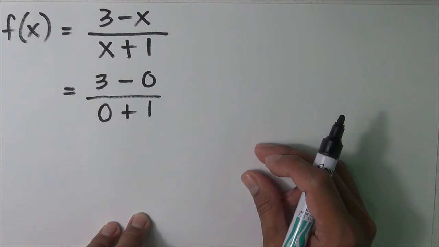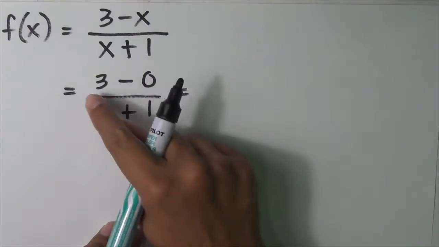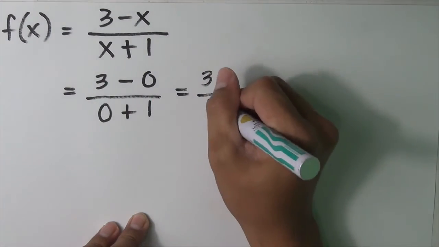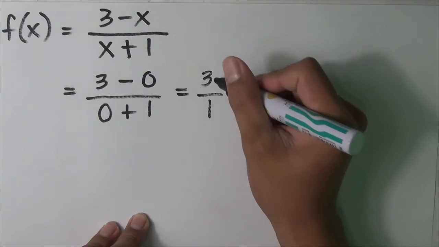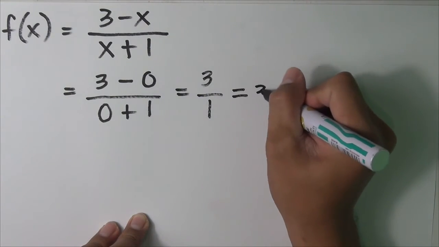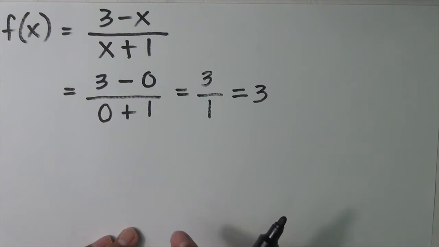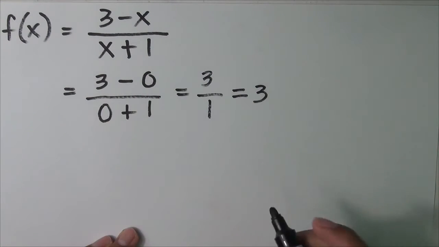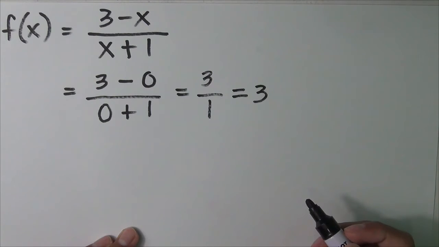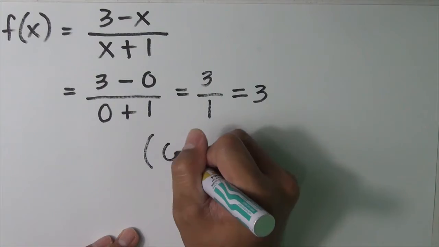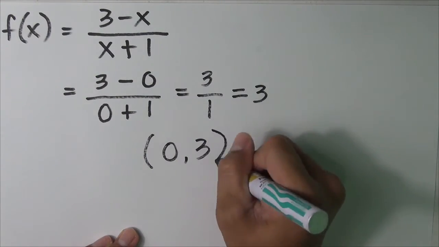We will simplify the fraction. 3 minus 0 is 3, 0 plus 1 is equal to 1, and 3 divided by 1 is 3. So, the y-intercept of the rational function f of x is equal to 3 minus x all over x plus 1 is 3, or the ordered pair (0, 3).